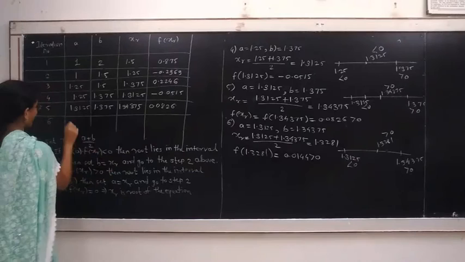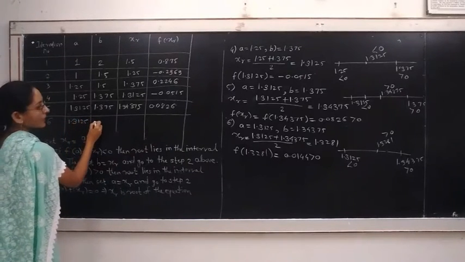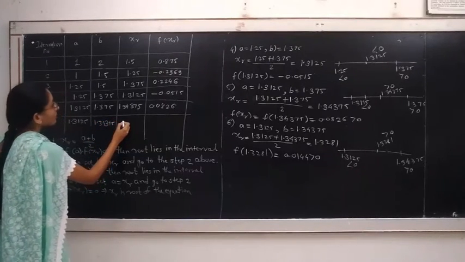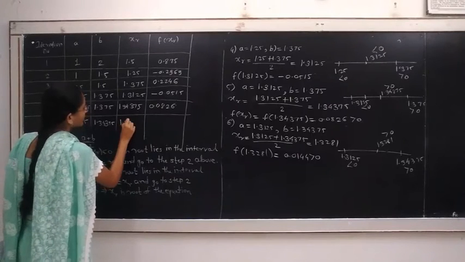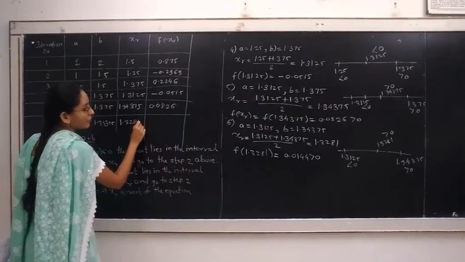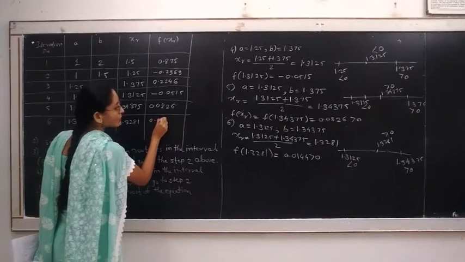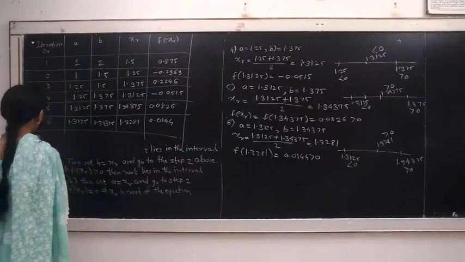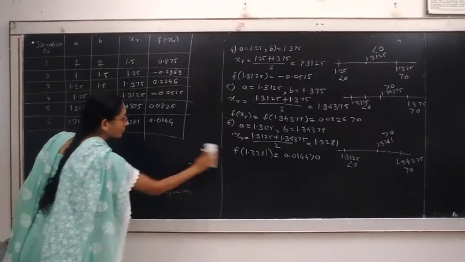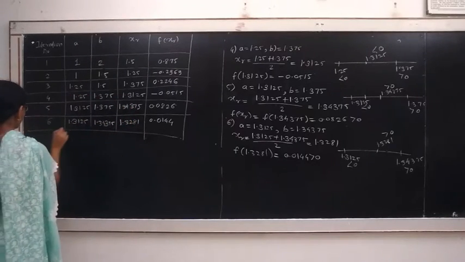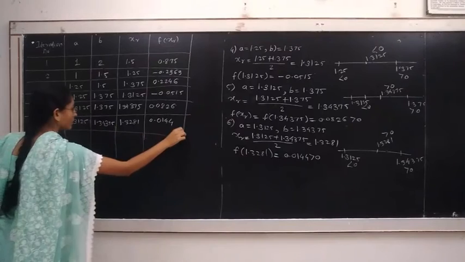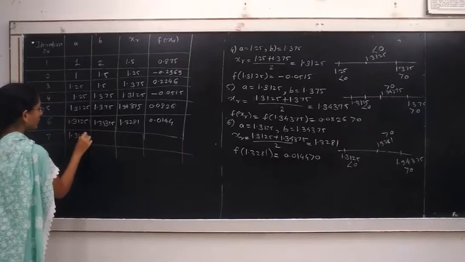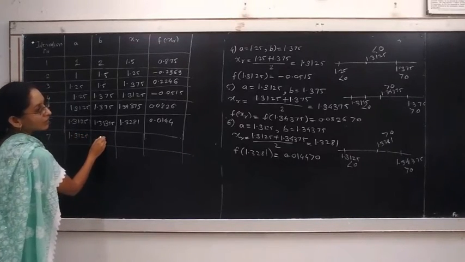This is the sixth iteration, and in the sixth iteration, the value of A is 1.3125, B is 1.34375, and the value of XR is 1.3281. F of 1.3281 is 0.0144. In the next iteration, we choose the value of A equal to 1.3125. In the seventh iteration, A is equal to 1.3125 and B is equal to 1.3281.